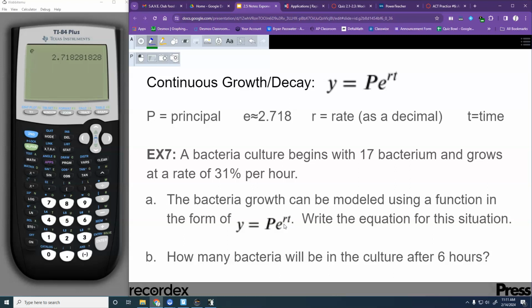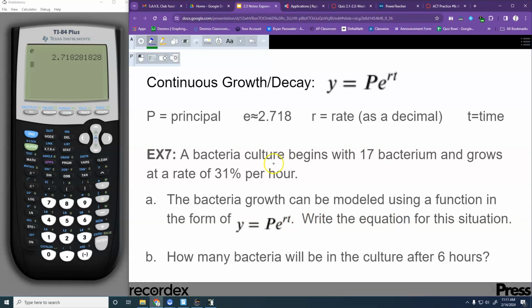You could use either one to model growth. What has sort of been found in research is if you use E for a lot of real-world cases, it may be more accurate. So a bacteria culture begins with 17 bacteria and grows at a rate of 31% per hour. The bacteria growth can be modeled using a function in the form of y equals PE to the RT. Write the equation for this situation.